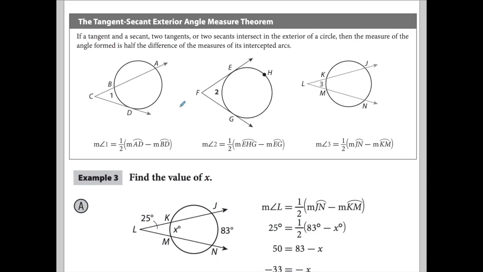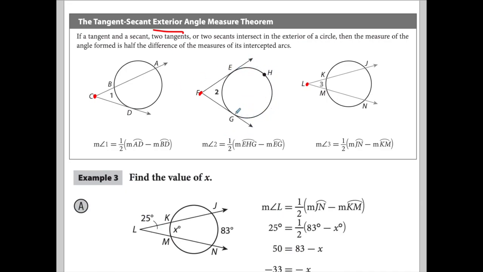Okay, last concept here, tangent secant exterior angle measure theorem. So here you have this. Now notice the word exterior, and that's because you have things meeting on the outside of the circle. So if a tangent and a secant, two tangents or two secants intersect in the exterior of a circle, then the measure of the angle formed is half the difference of the measures of the intercepted arcs. That is, you take the difference, and notice how it's going to be the bigger minus the smaller. Notice how it says EHG.